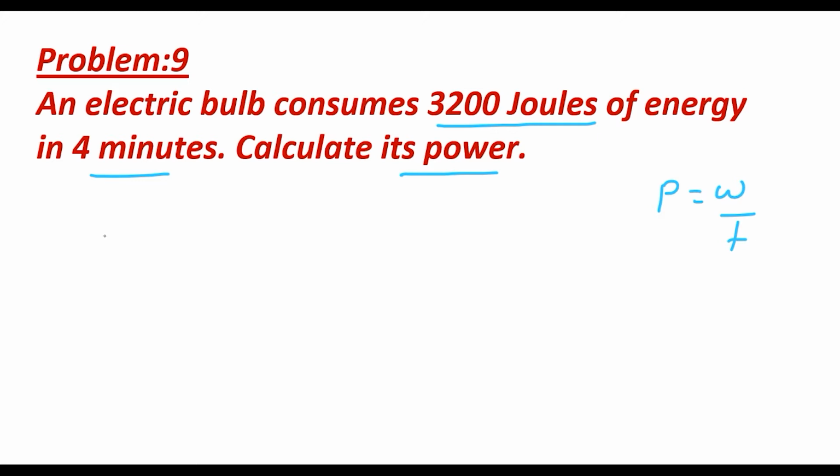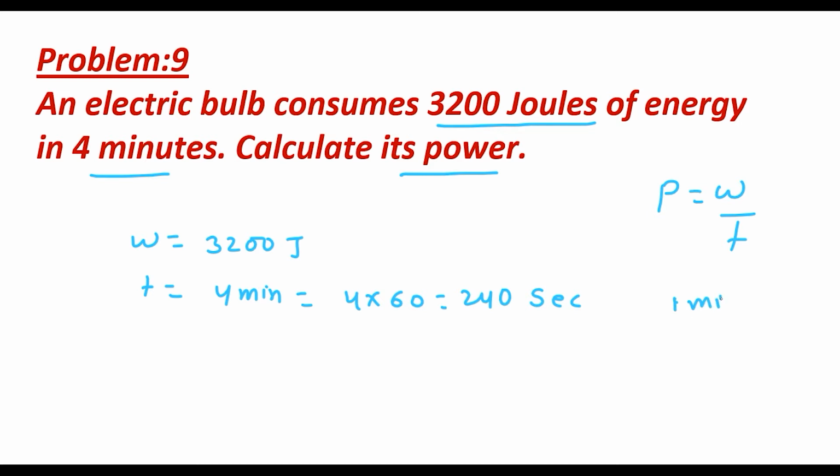So we have work 3200 joule, and time is also given, 4 minutes, and here we have to change it into seconds. Just multiply with 60, so 4 times 60 is 240, and it becomes seconds. Time is given in minutes, and we know that the SI unit of time is second, so we have to change it into seconds. Just multiply with 60, we get the value in seconds, because we know that 1 minute equals 60 seconds.